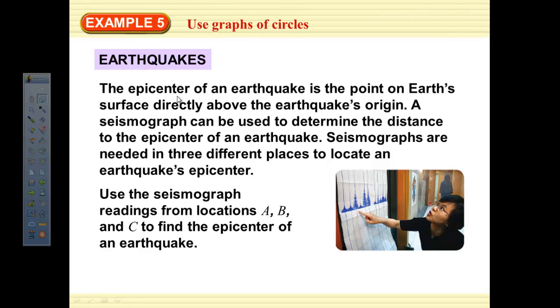Here's another problem. It says the epicenter for an earthquake is the point on the Earth's surface directly above the earthquake's origin. A seismograph can be used to determine the distance to the epicenter of an earthquake. Seismographs are needed in 3 different places to locate the earthquake's epicenter. Use the seismograph readings and locations from A, B, and C to find the epicenter of an earthquake.